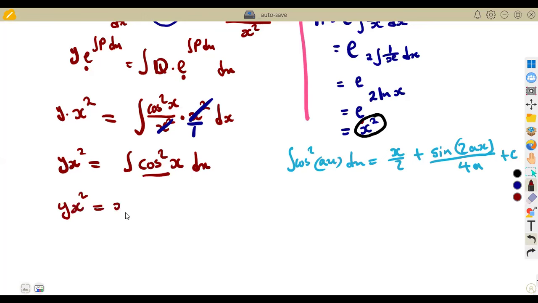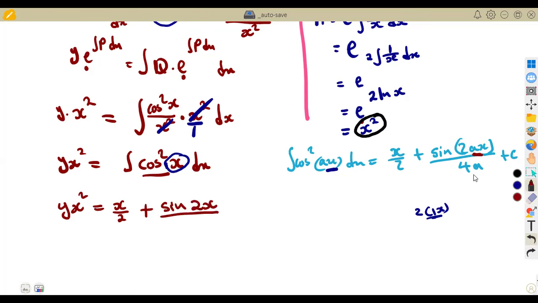So this is going to be x over 2 plus sine 2ax. This is our ax, like this part, ax. Our a here is 1, it's like 1x. So you multiply 2 times 1x, which is going to be what? 2x. So this is going to be sine 2x, not sine x, but sine 2x, because we are having 2 times.